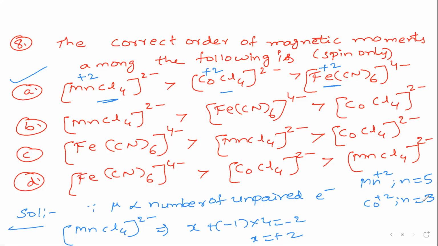So you can see the configuration and you can write. And similarly, iron plus 2 contains how many unpaired electrons? It contains n is equal to 0, no unpaired electrons, because it is 3d5. So as manganese plus 2 contains the maximum number of unpaired electrons, the answer is first, second, and third. So first option. In this way you have to calculate the magnetic moment. Easily you can understand it.